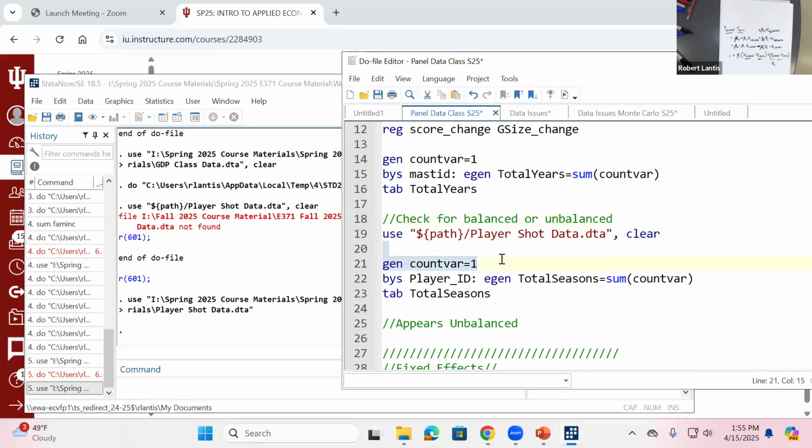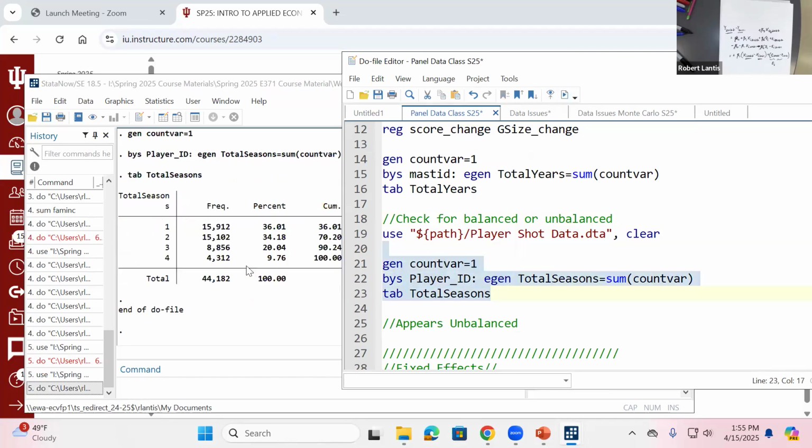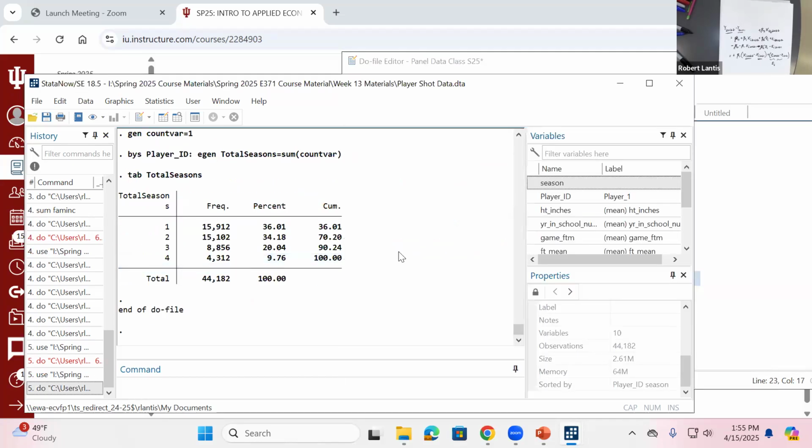So here I've got a bunch of different players and the number of shots they took every season. So I can do a similar thing. Instead of by student ID, I'm doing it by player ID. I'm adding up the total number of seasons they had in the data set. So notice here, I've got some players in only 1 year. I've got some players in 2, some in 3, some in 4. So here I have a very unbalanced panel data set, right? Not everybody's in this data set the same amount of times, right?